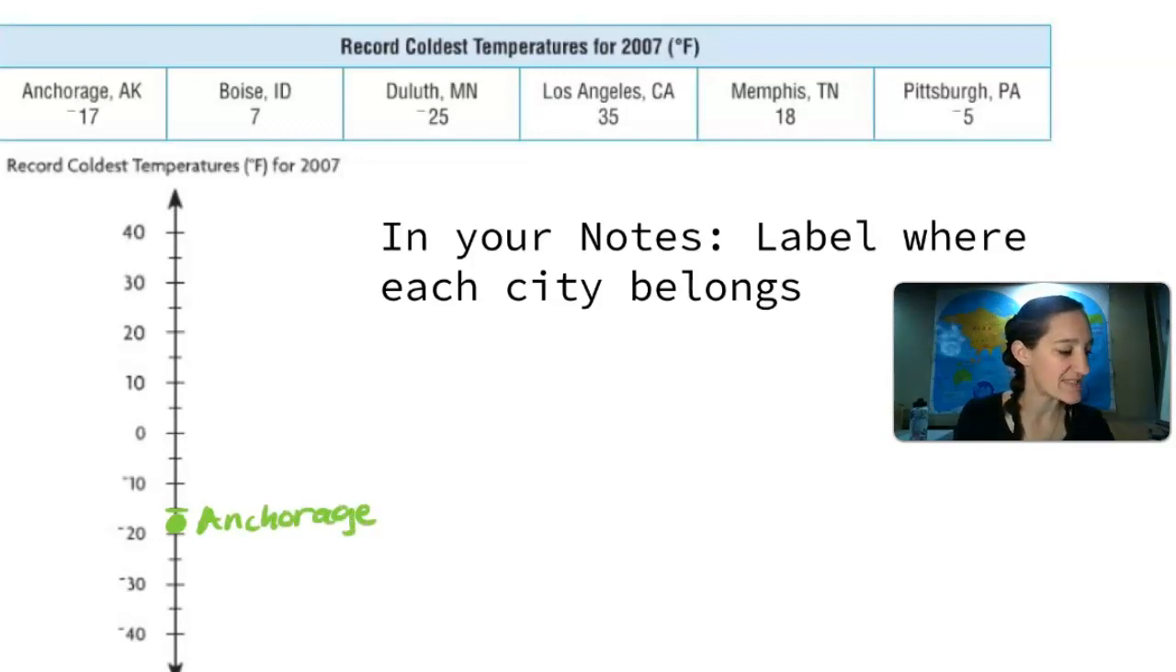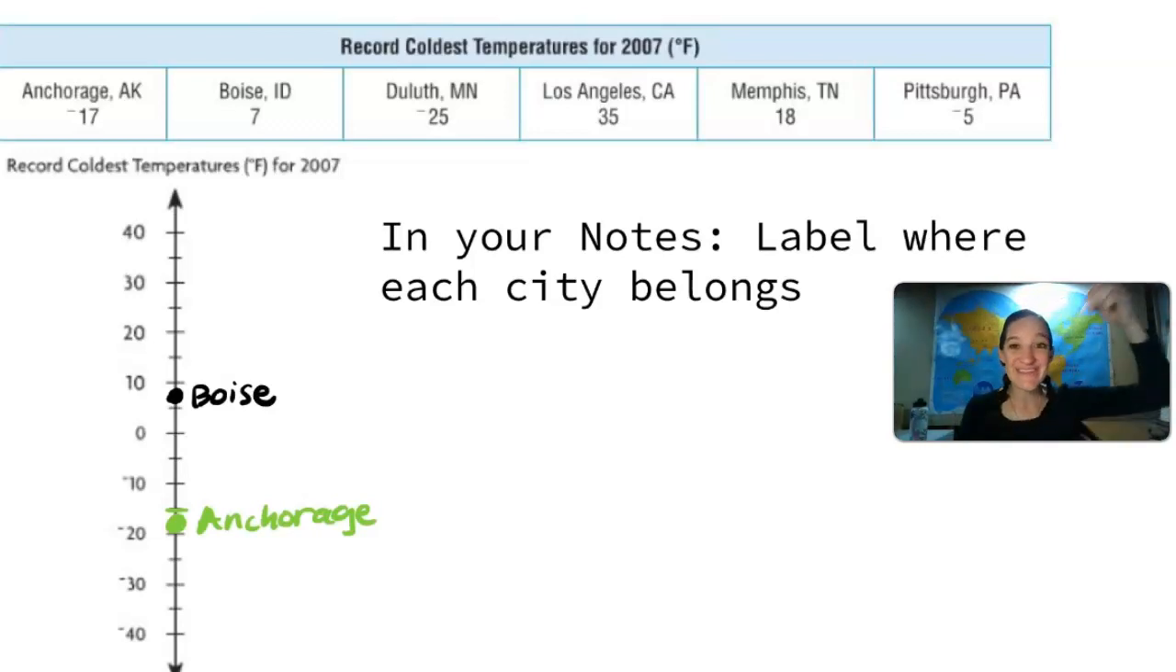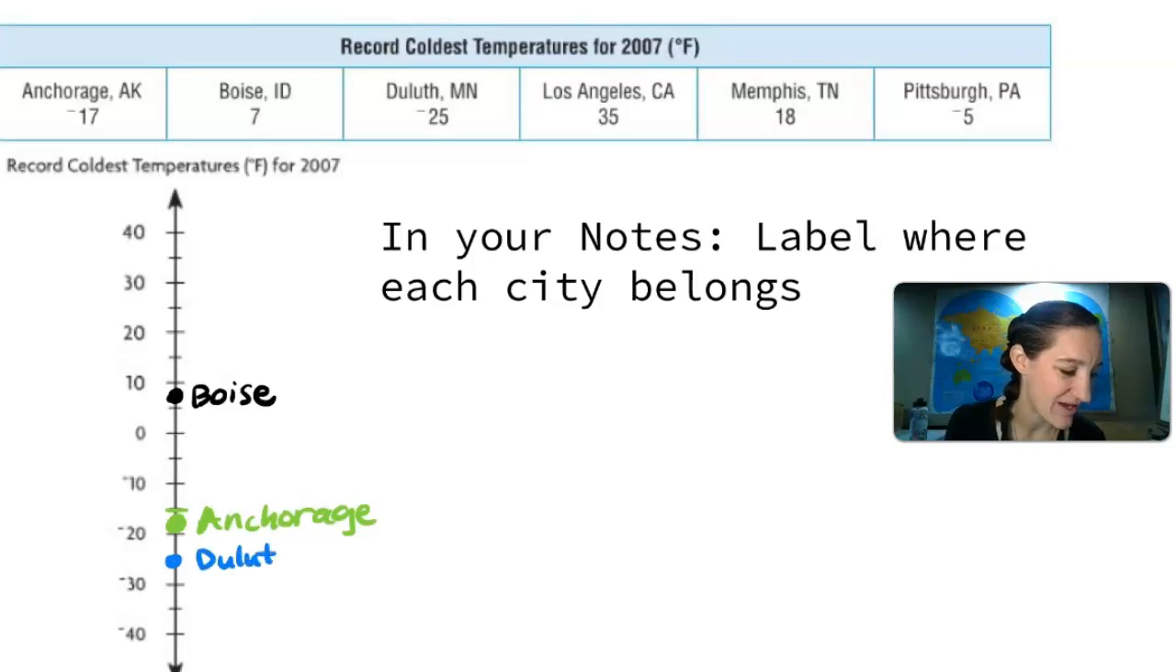Okay. Boise, Idaho is +7, so I'm going to be above 0. I'm going to find 7 and label that Boise. Duluth is that -25 degrees that we talked about yesterday. -25 degrees. Whew. It's going to be right there. Wow, Minnesota's colder than Alaska.